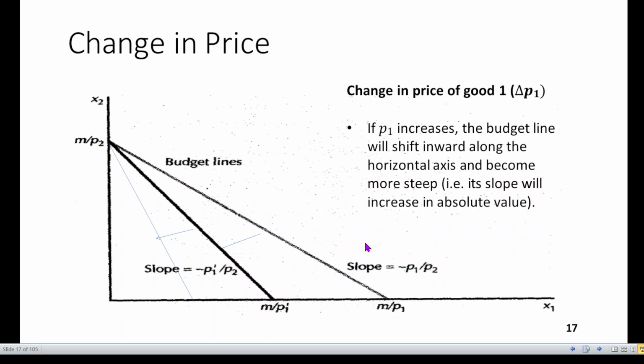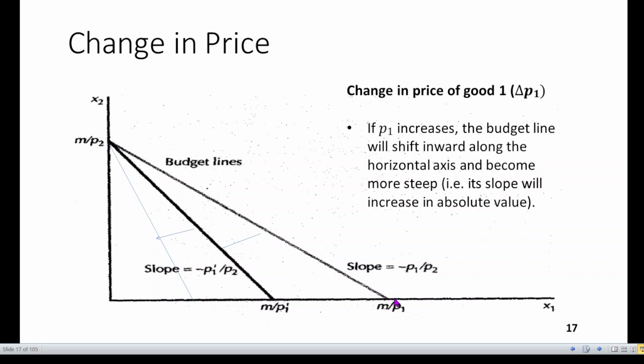If the good 1 price spikes, that means the change in price is greater than 0. The budget line pivots inward along the horizontal axis, increasing the absolute slope magnitude, which means a steeper line. If the good 1 price drops, the change in price 1 is less than 0. The budget line pivots outward along the horizontal axis, flattening the absolute slope.